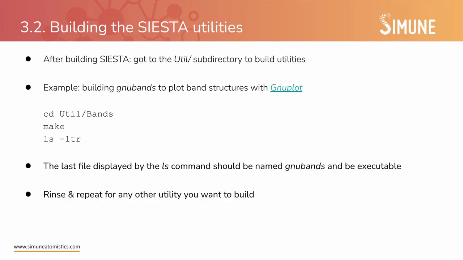Once you have built the SIESTA executable, you can go through an extra step and, by going to the util subdirectory, build some utilities there. So, for example, if you want to build the GNU bands utility to plot band structures with GNUplot, you go to utils band and you type make again, and you will see that the GNU bands executable is produced. Then you can do it again for any other utility you would like to use afterwards.